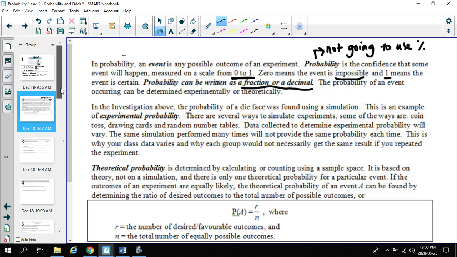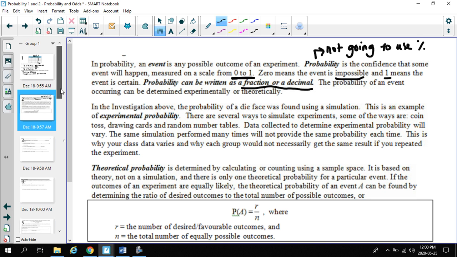So the probability of an event can be determined experimentally or theoretically. So those are two different things, and we'll talk about what we have. So in the investigation above, the probability of a die face was found using a simulation, so using that GeoGebra one. So this is an example of experimental probability. So experimental probability is trying something out and using that as your data. So there are several ways to simulate experiments. Some of the ways are coin tossing, drawing cards, random number tables, lots of different things.